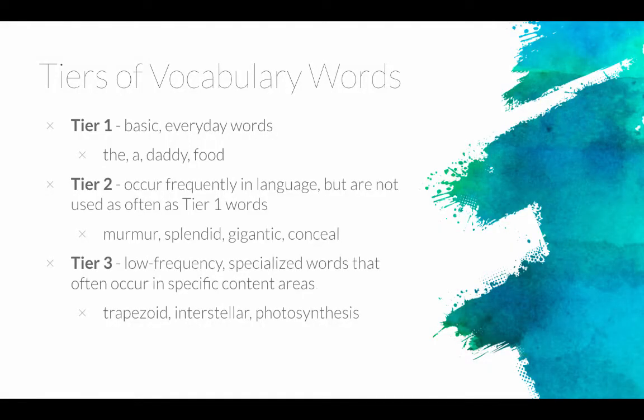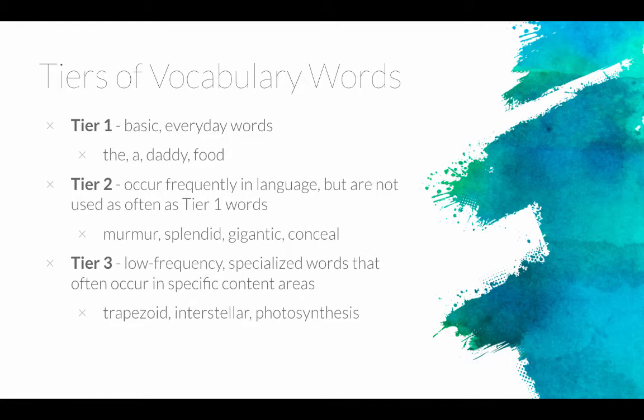When we are selecting words to teach students, it is important to consider the three tiers of vocabulary words. Tier 1 includes basic everyday words such as the, a, daddy, and food. Tier 2 words occur frequently in language, but are not used as often as Tier 1 words. These words might include murmur, splendid, gigantic, and conceal. Tier 3 includes low-frequency, specialized words that occur often in content areas. These words include words like trapezoid, interstellar, and photosynthesis.